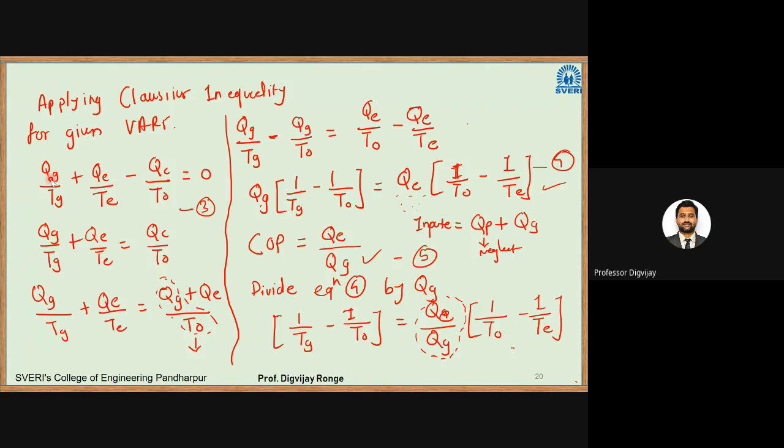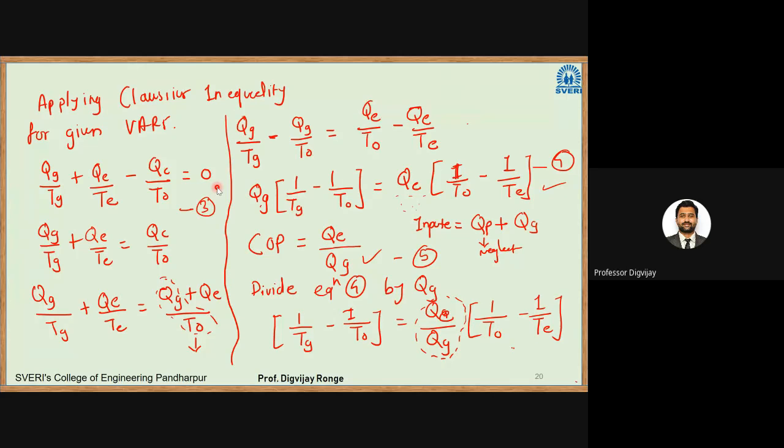dQ by T is nothing but a change in heat divided by the temperature. In this case, QG is supplied at the temperature of TG, which is positive, plus QE divided by TE, this is also positive, minus QC by TO, QC being released at the temperature of TO, is equal to 0. This is simply the Clausius statement applied for reversible processes. In this case, I have assumed that all the processes in the system are reversible.